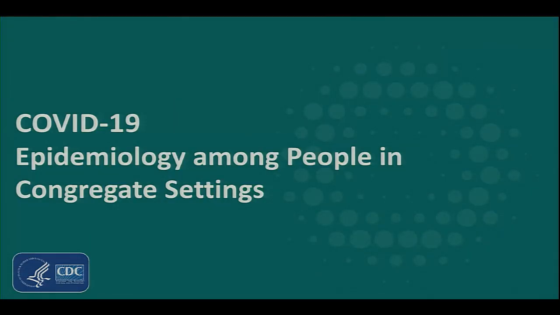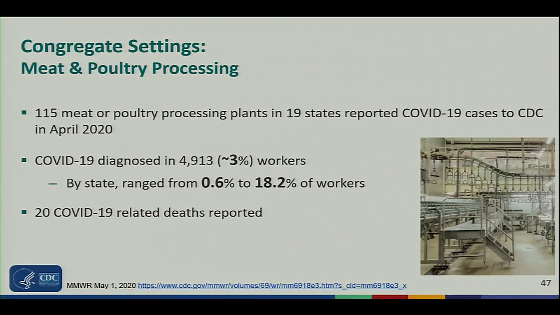So finally, COVID-19 among people in congregate settings. First, among meat and poultry processing plants, there were 115 plants in 19 states that reported COVID cases to CDC in April. In those settings, there were nearly 5,000 COVID cases, representing 3% of workers, and this ranged from 0.6 to 18% of workers by state, and 20 deaths were reported.